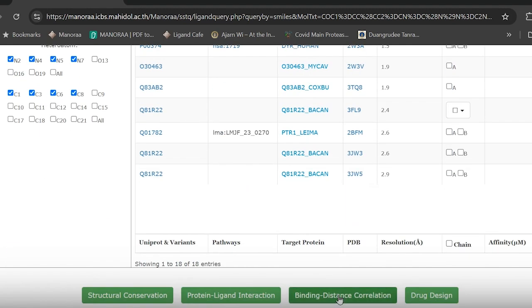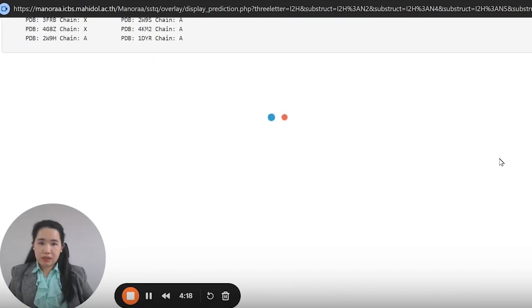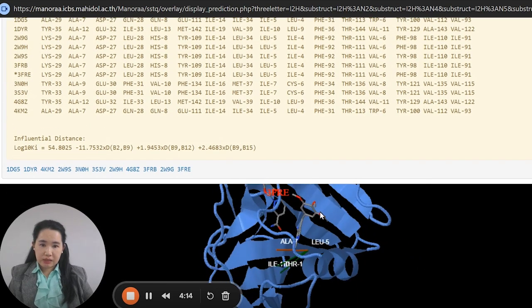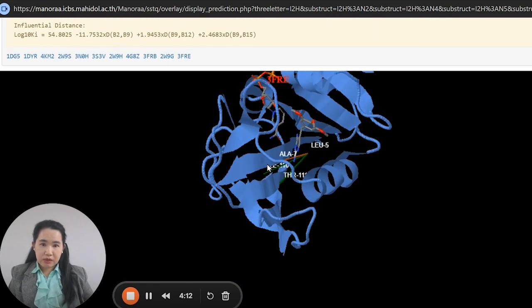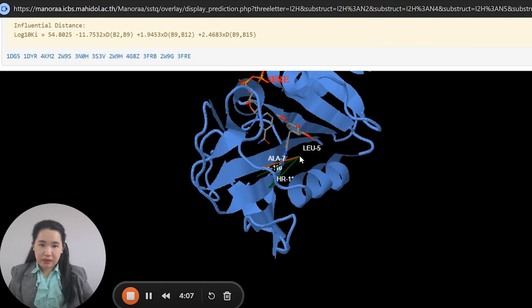And then we use binding distance correlation. With this function, you can have the equation, and you can see that leucine 5 affects the binding affinity. We have proven these residues in wet lab: it can increase the binding affinity by 1/4 if it was mutated to valine, and this distance is expanded to valine because valine has one carbon less.